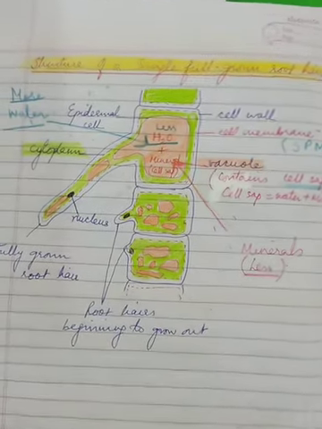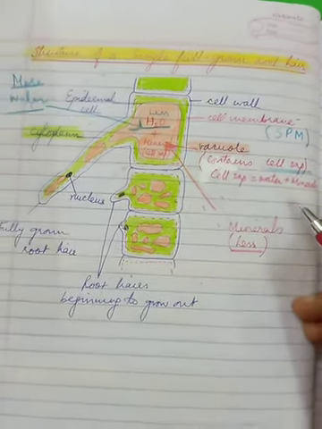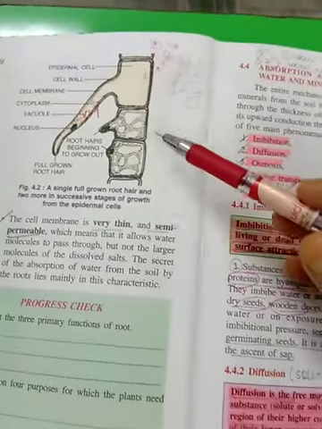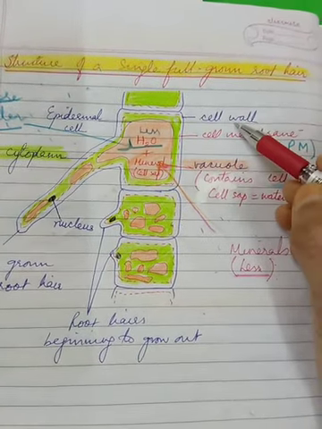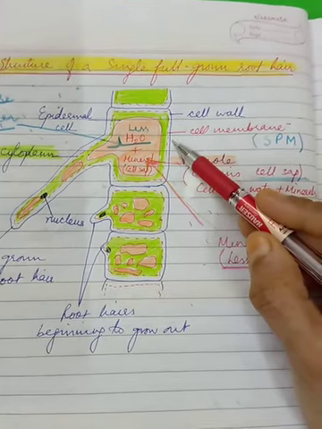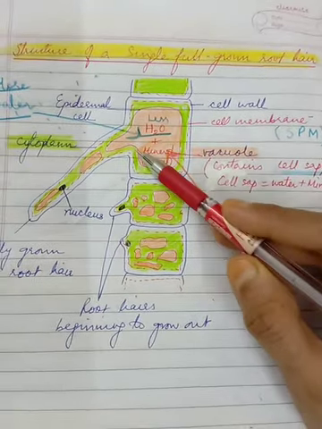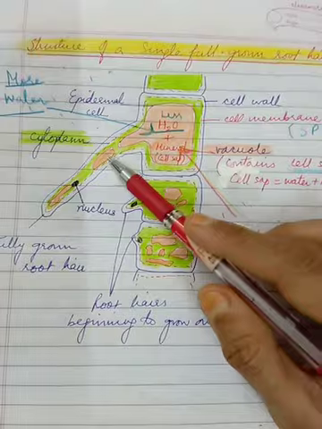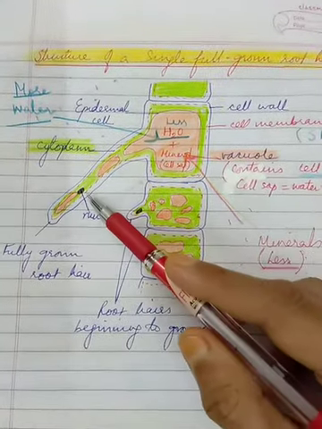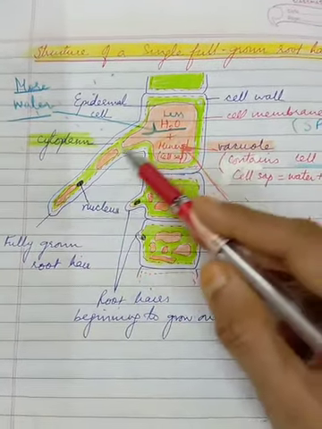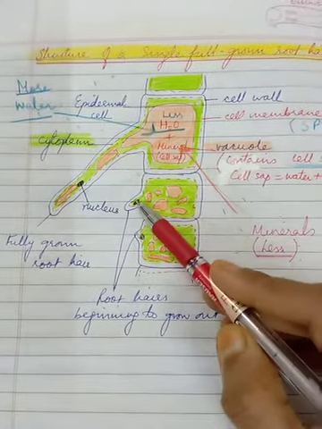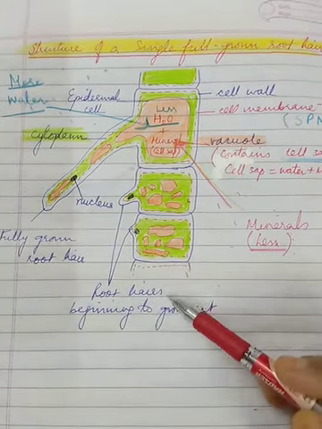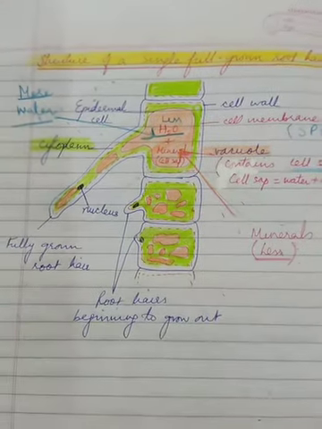This is the diagram of a single fully grown root hair. Same diagram here, but I have colored it more so that you understand things clearly. Look at this diagram, children. Outermost limiting membrane is the cell wall. Inner to it is cell membrane. There are large vacuoles which are characteristic of any plant cell. Then there's a nucleus, as you can see in each cell. This is one cell enlarged as a root hair. This is just the beginning of root hair, so you can see a nucleus in each cell.